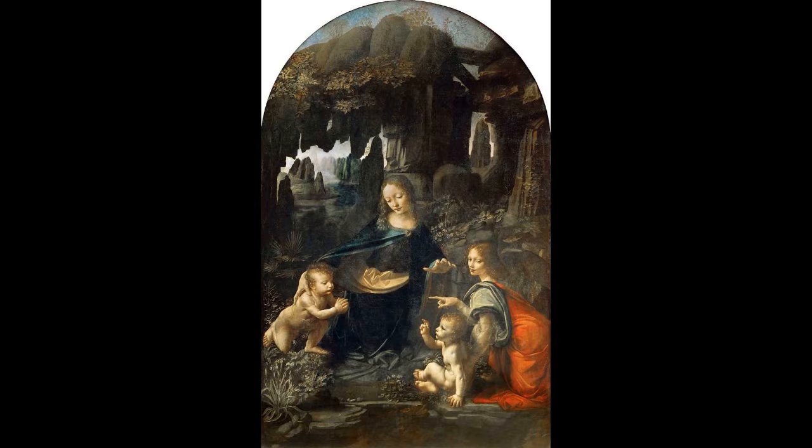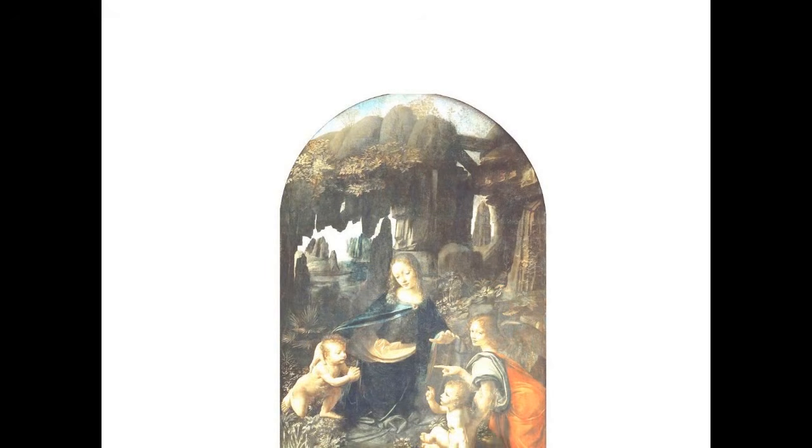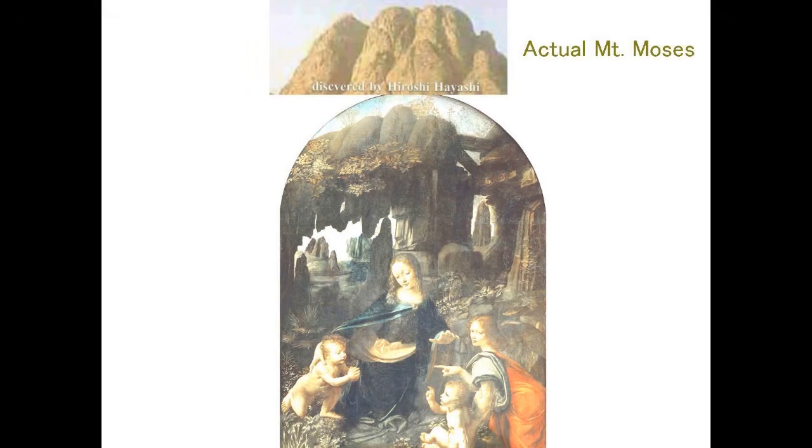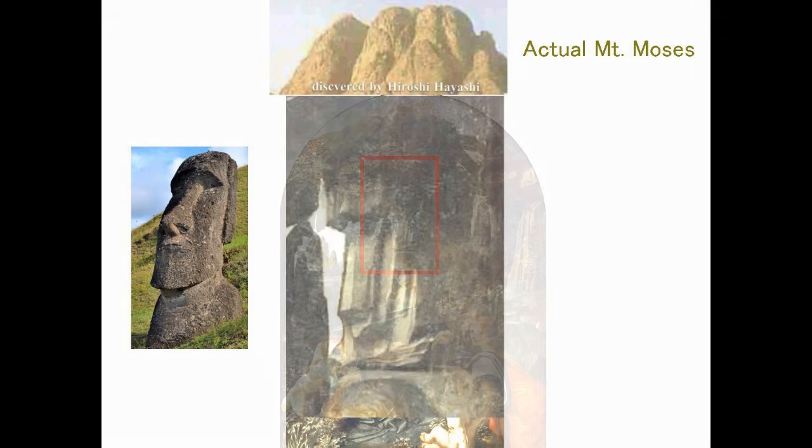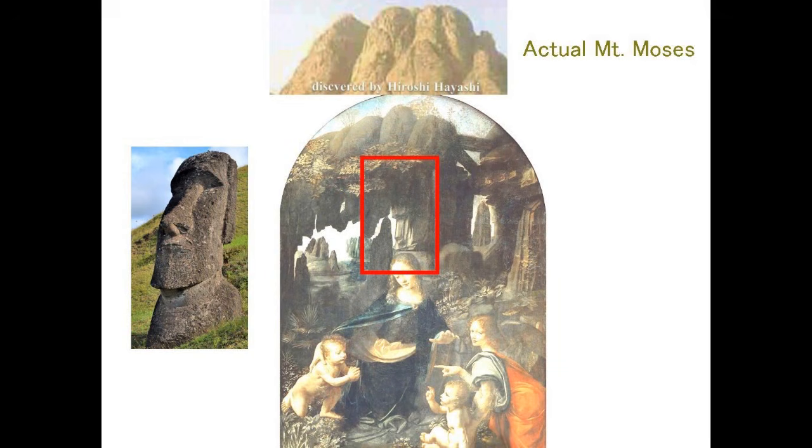And have a look again at the version of the rocks that Leonardo da Vinci is said to have painted. In the picture, you can see Mount Moses drawn on the top edge. Again, Mount Moses is the holiest mountain of holy mountains for Muslims. And in the center, a rock which resembles Moai of Easter Island is drawn, and the rock and hand look like a Buddha statue.